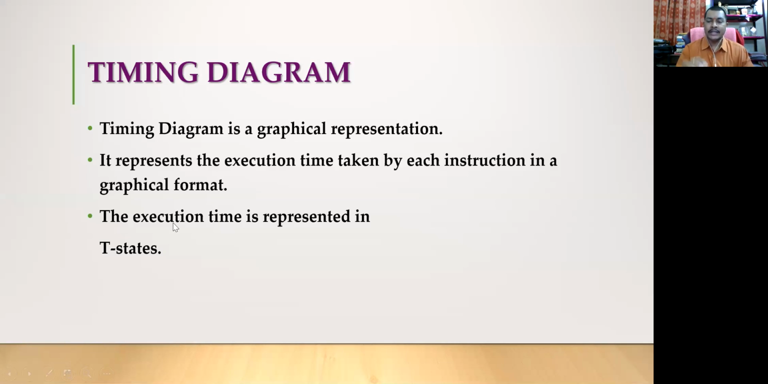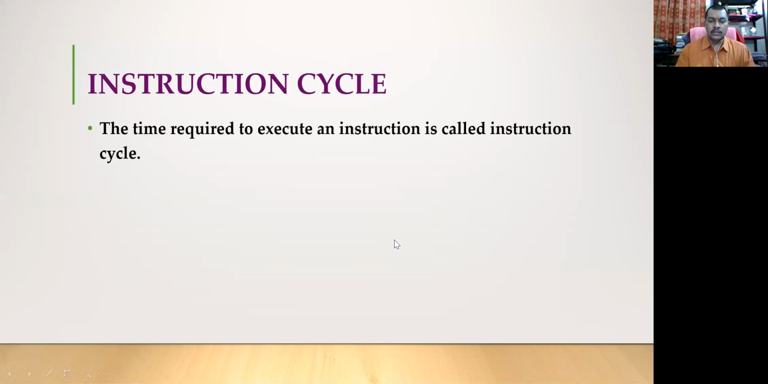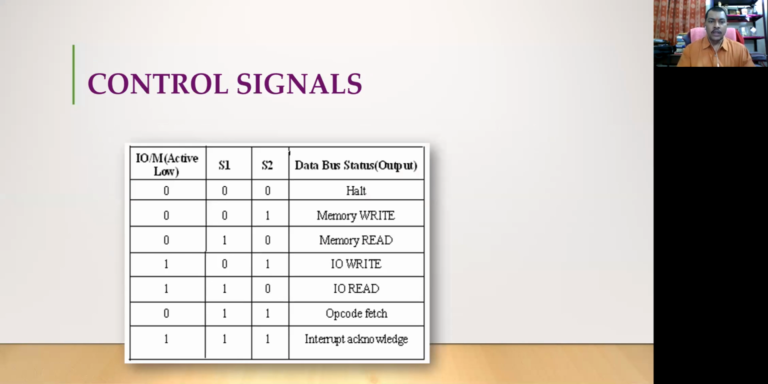The execution time is represented in T states. We call it timing states. So each clock pulse, and the total time which is required to execute a particular instruction, we will call that a T state.